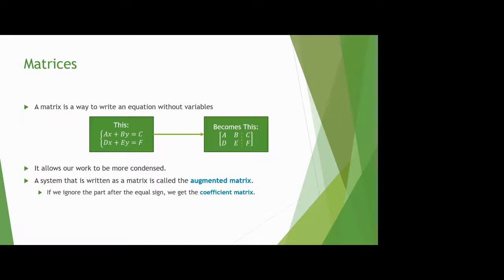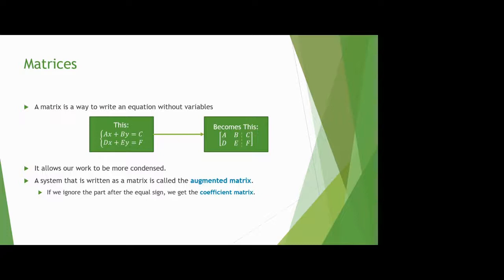So let's get into what a matrix is and how this connects to systems of equations. A matrix is a way to write an equation without variables. You take your system of equations, which I have here on the left. We have two equations, two variables, and what you do is you basically write it without the variables, without the symbols. You are just writing the numbers.